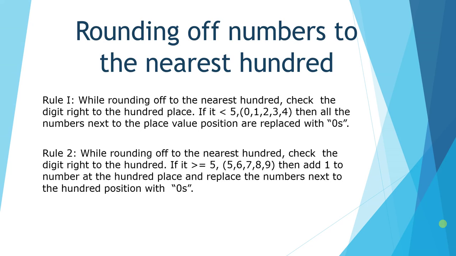Rule number 1 says that while rounding up to the nearest 100, check the digit to the right. It's the same as the nearest 1,000. So while rounding up numbers to the nearest 100, check the digit right of the 100 place. If it's less than 5, that is 0, 1, 2, 3, or 4, then all the numbers next to the place value position are replaced with zeros. Rule number 2 is just like the other one too. If it's greater than or equal to 5, that is 5, 6, 7, 8, or 9, then you add 1 to the number at the 100 place and replace the numbers next to the 100 position with zeros.